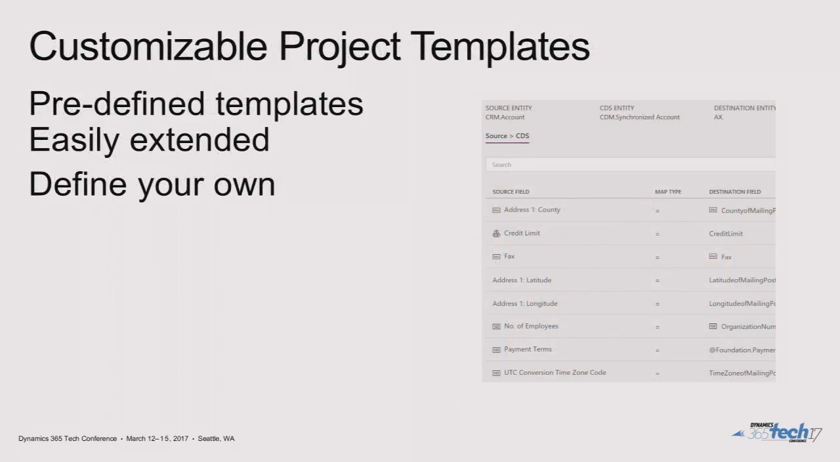The second point is that we're doing this through a series of project templates. So if you have something like prospect to cash that has a number of entities that you want to make sure show up on both sides, in each system, you may have extended AX or CRM with custom attributes, and you want to be able to extend those templates to be able to take advantage of those. So you can customize these, or you can create new ones on your own. So easily extended, define your own.